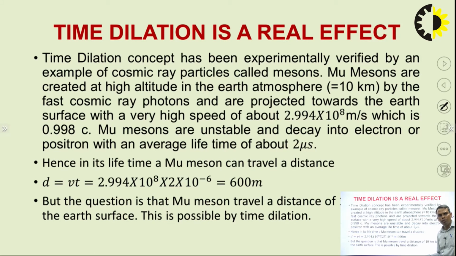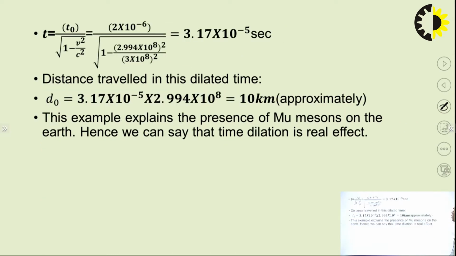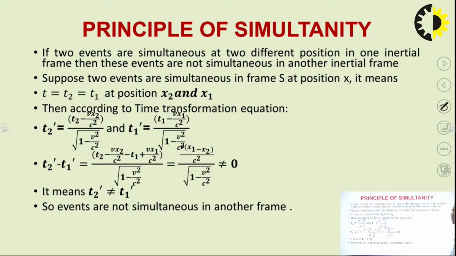In the case of the meson particle, it is found that time dilation is a real effect, not an imaginary effect. We are not going to give detail about this. This is in the case of mu meson. If we use the special theory of relativity, only then can we explain the life cycle of mu meson. The principle of simultaneity is also an application of the Lorentz transformation equation.